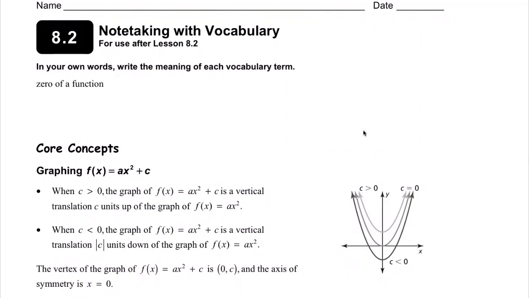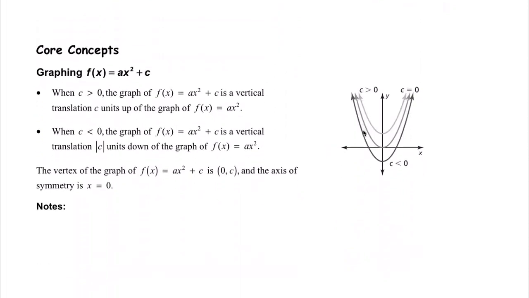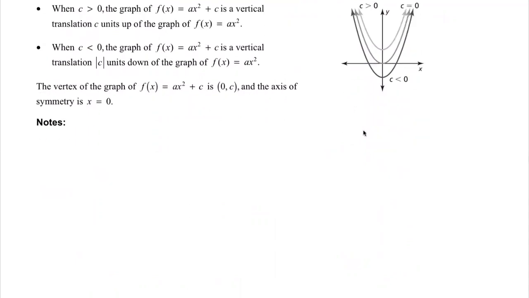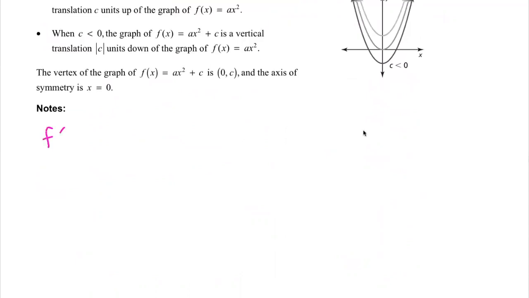Okay, so you just went through that Desmos activity that helped you maybe determine what this plus C is going to do to our graph. So we already know that if we have ax squared, that a is going to stretch or shrink our graph, in terms of it's going to make it wider or it's going to make it narrower.